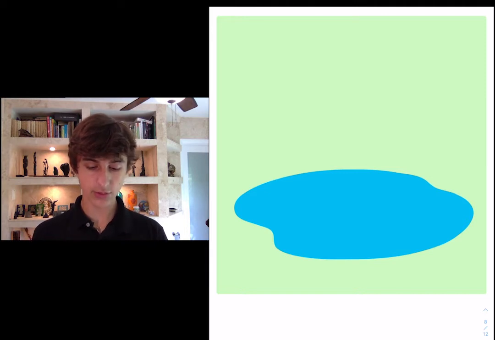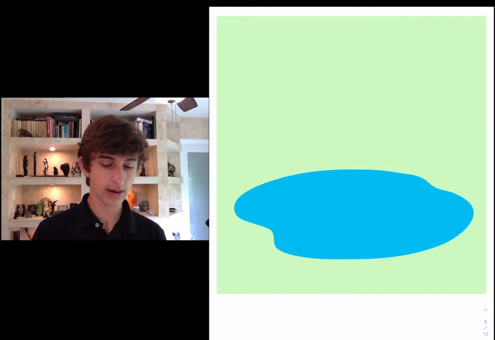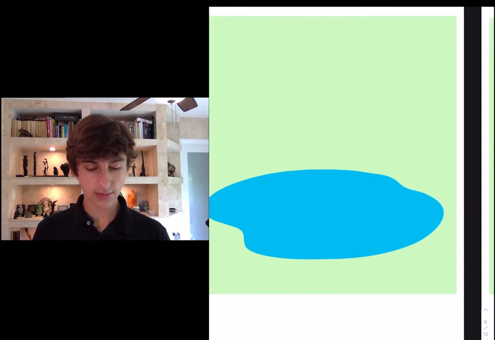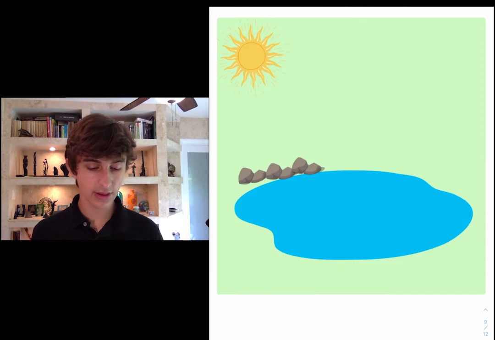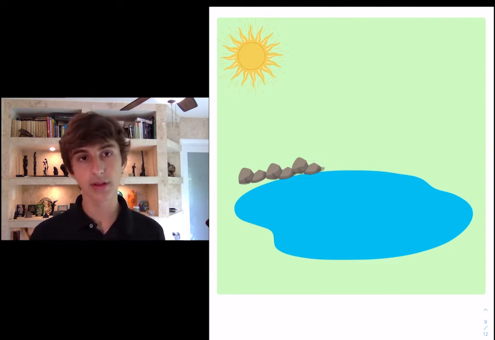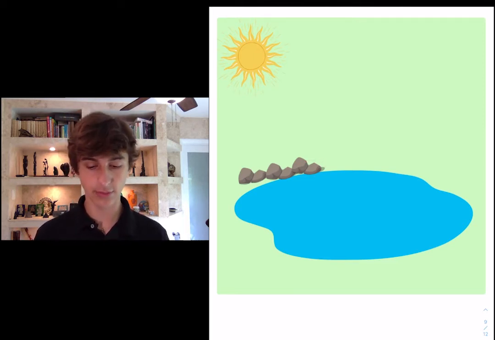So here we have the pond, where the water is abiotic because it's not living, and all of this grass around here is biotic because it is living. So now we can add in some more abiotic factors. This sun is very important for life, and these rocks could be shelter for insects, for example.